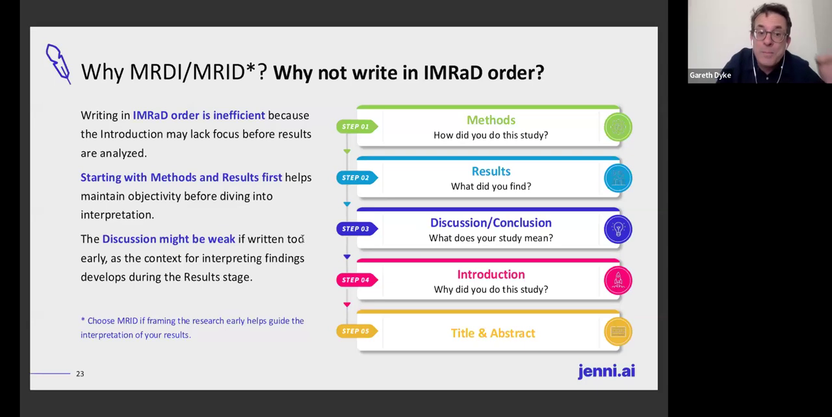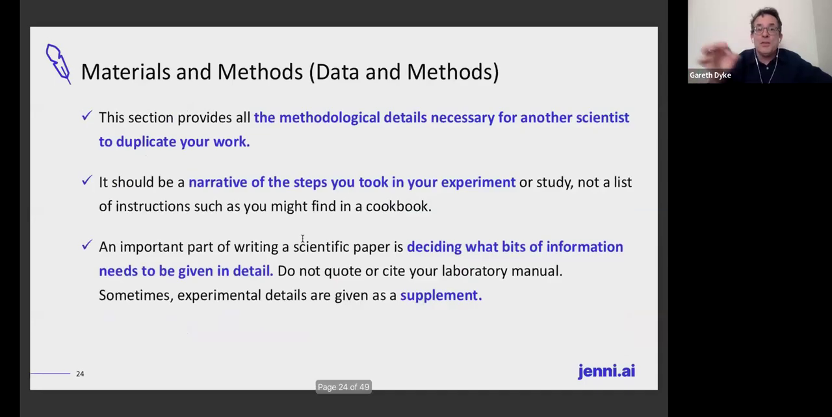Your discussion as well might be weak if it's written too early, as you might not yet have the context for interpreting your findings, which you develop as you put together your results section. So let's talk quickly about those different sections of the academic article, the methods. This section is like a narrative, a sequence of events, the steps that you took as you put your work together, what you did first, what you did second, what you did third, as you built your research project, your research theme, as you went through your experiment, let's say.